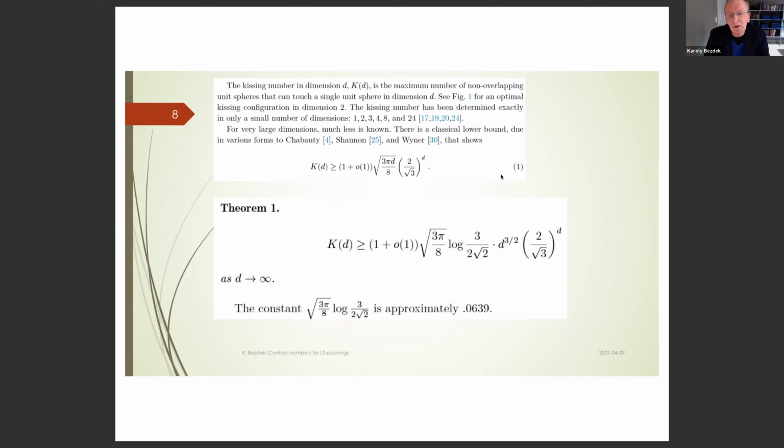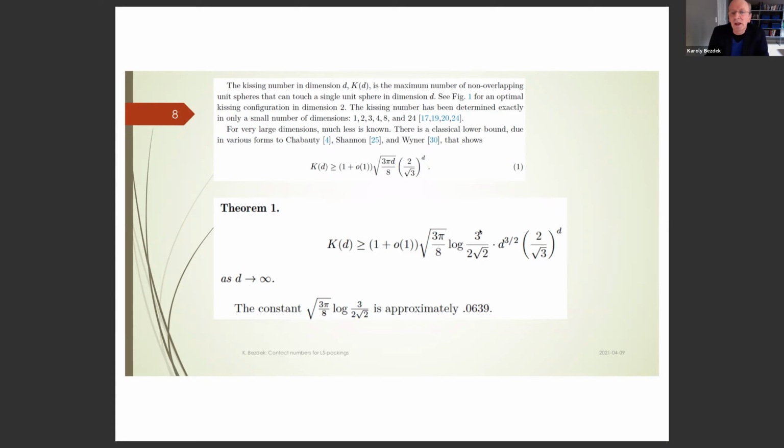In other words, the total surface volume of our enlarged spherical caps must be at least as large as the surface area of the unit sphere. And that results in this lower bound, what you see on the right of the inequality 1. Now, when we compare that to theorem 1, we see the nice improvement. It's a linear improvement factor.